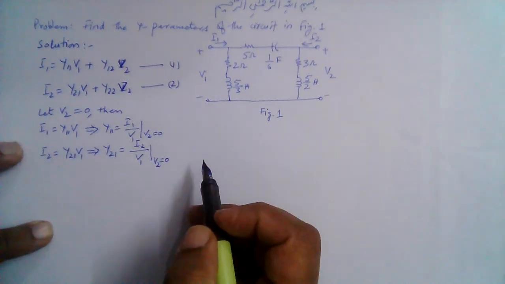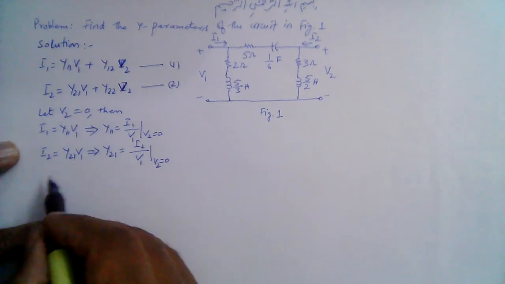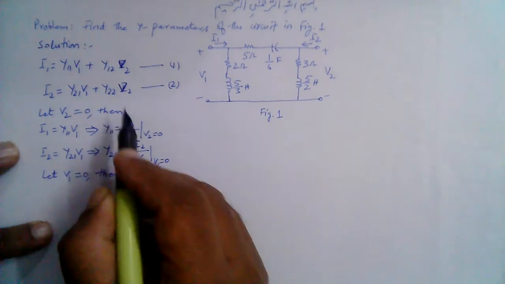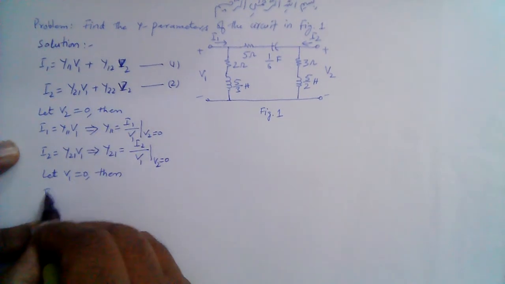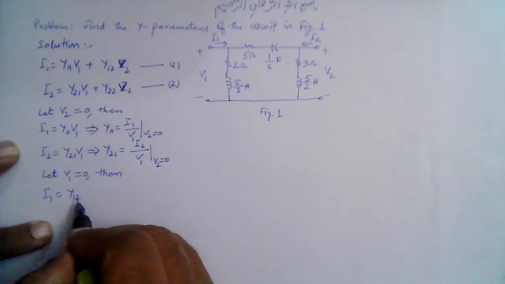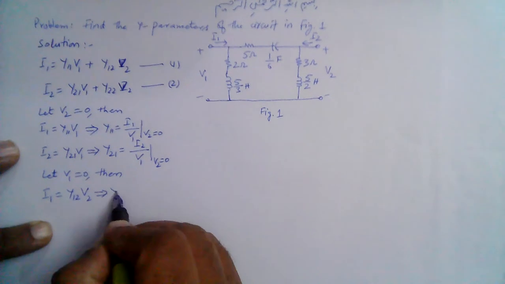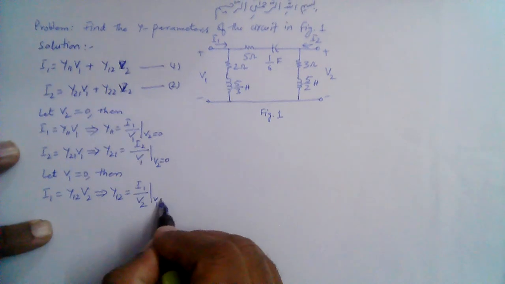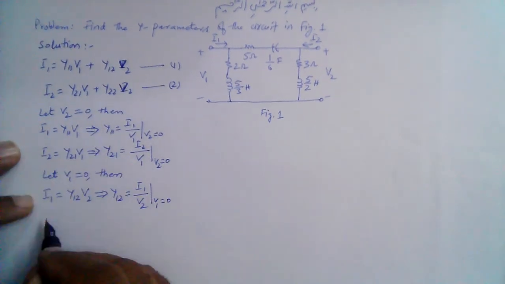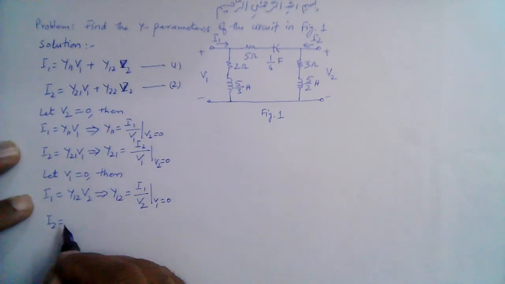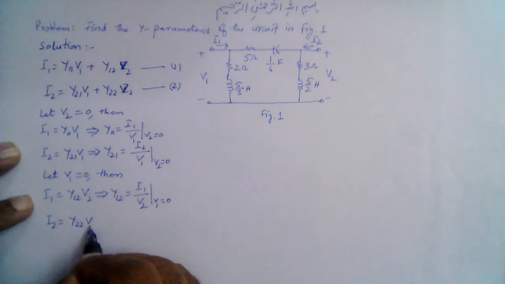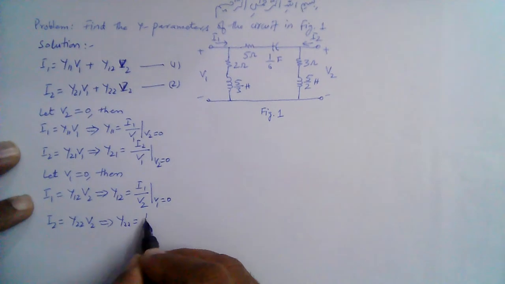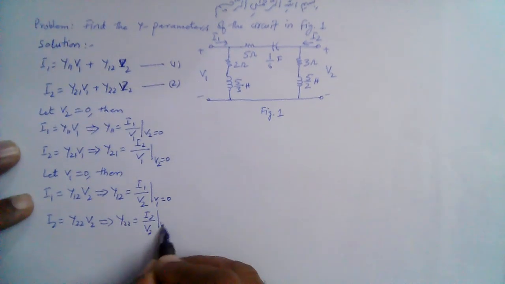So similarly, if we switch off V1, let V1 be equal to 0. In that case, I1 is equal to Y12 V2, and that means Y12 is equal to I1 divided by V2, while V1 is equal to 0. And similarly, I2 is equal to Y22 V2, and that means Y22 is equal to I2 divided by V2, while V1 is equal to 0.